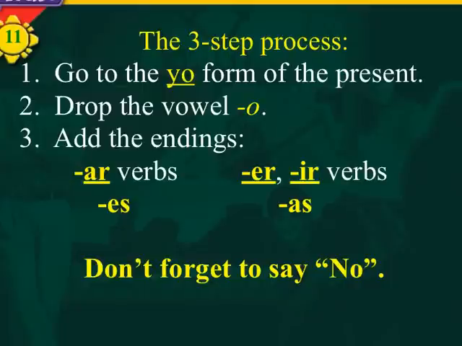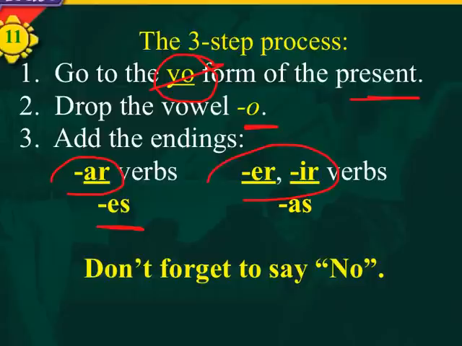Step number 1, you're going to go to the yo form of the present tense. The yo form. Remember that almost every single verb in Spanish in the present tense, yo form ends in o, ends in the vowel o. So the second step is that you're going to drop that o. That gives you the stem. And then we're now going to flip everything upside down. AR verbs will take an -es, because remember it is negative tú, and ER and IR verbs will take the -as. And don't forget to say no.